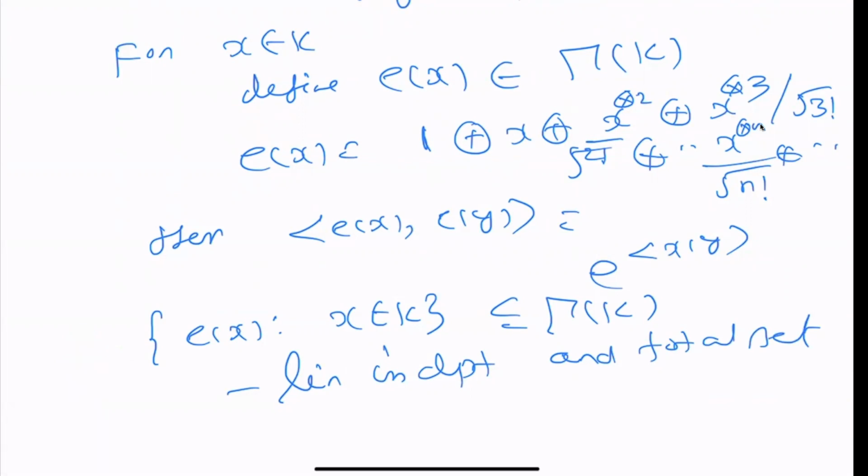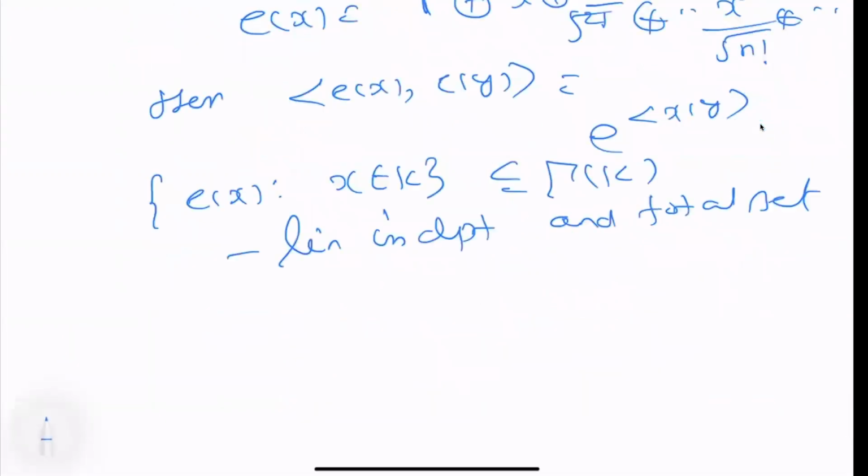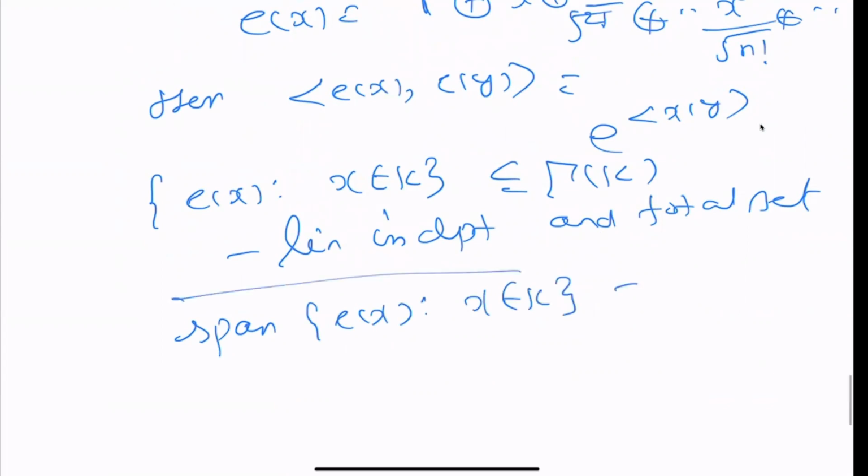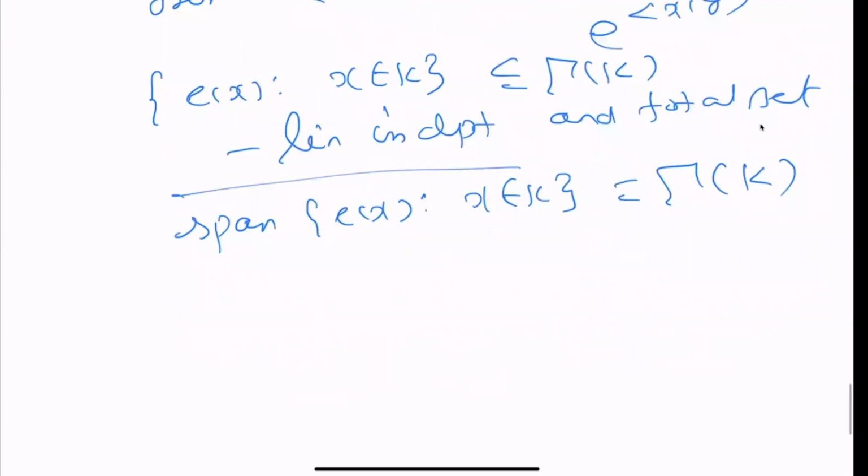The span is called script E, that is the span of E of X, X in K, and the closure in the norm is going to be gamma of K. So the exponential vectors are linearly independent and also total. If you want to define an operator, you can define it on the exponential vectors, and if it is nice enough, you can extend it to the whole space. That is how the Weyl operators are defined.